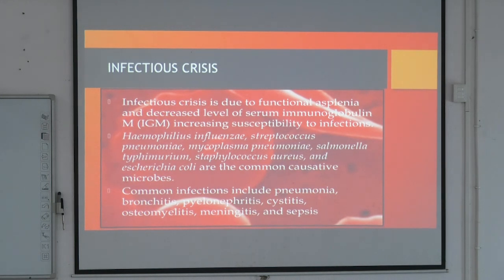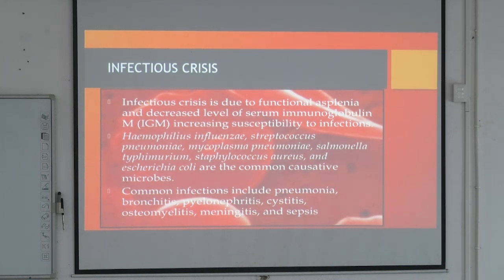Infectious crisis, I told you earlier, due to absolute neutropenia. The patients are more prone to catch infections due to decreased count of neutrophils. Various infective agents like Haemophilus influenzae, Pneumococcus, and Meningococcus.